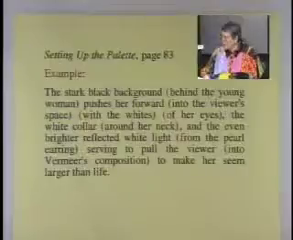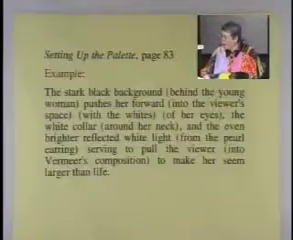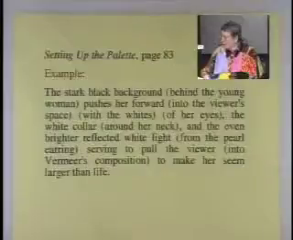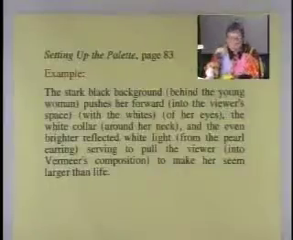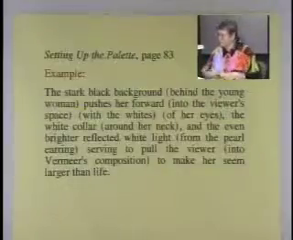The stark black background behind the young woman pushes her forward into the viewer's space, with the whites of her eyes, the white collar around her neck, and the even brighter reflected white light from the pearl earring serving to pull the viewer into Vermeer's composition to make her seem larger than life.